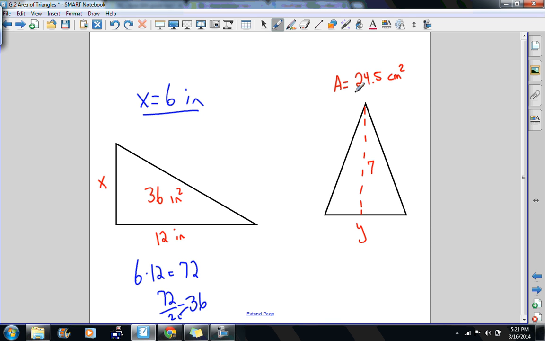Therefore, for this answer, the other way to think of it is I'm going to take this times 2. 24.5 times 2 is 49. So I need 7 times something to equal 49. Therefore, my y has to be equal to 7 centimeters, because 7 times 7 is equal to 49, which would give us the answer, because 49 divided by 2 would be equal to our area of 24.5.